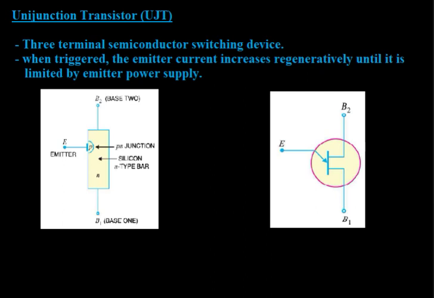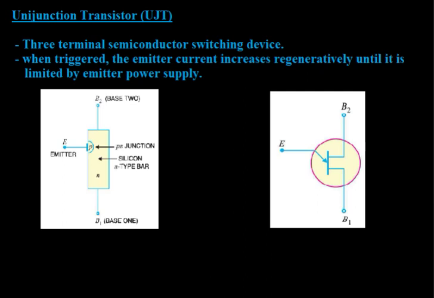Okay, now in this video we will try to introduce a new type of device which is called unijunction transistor. It is usually abbreviated as UJT. A unijunction transistor is a three-terminal semiconductor switching device. Switching device means it can be used as a switch depending upon the applied voltage. During some part of the applied voltage it will be turned off, and on reaching the criteria for switching on, the device becomes active or is switched on.